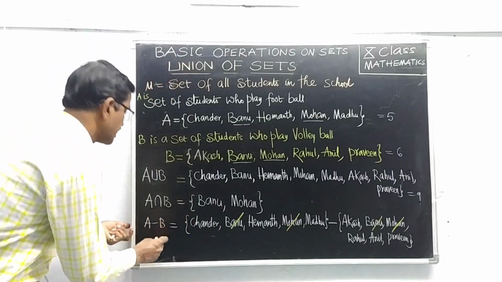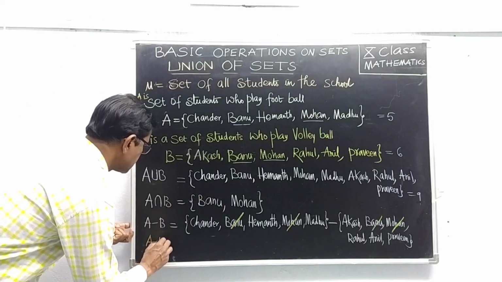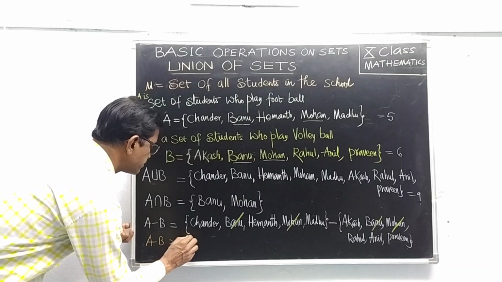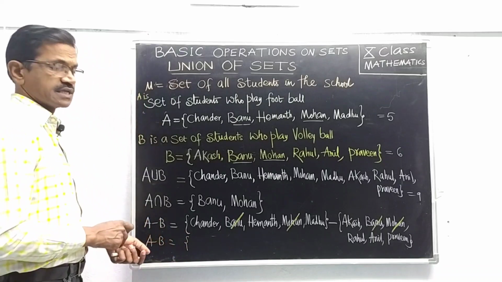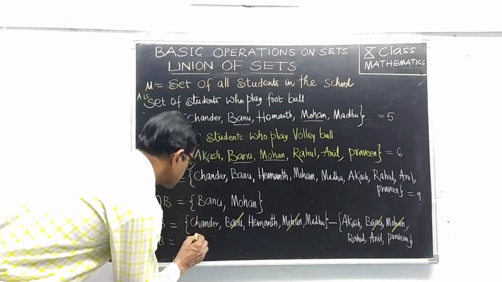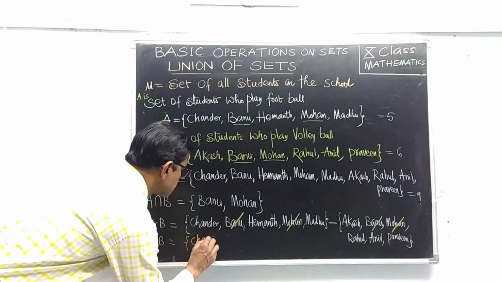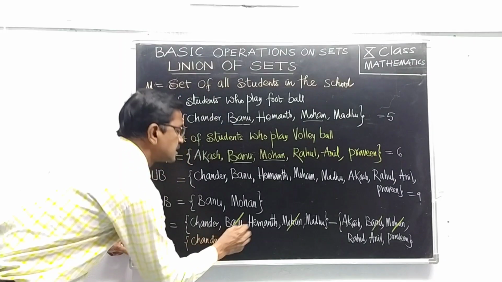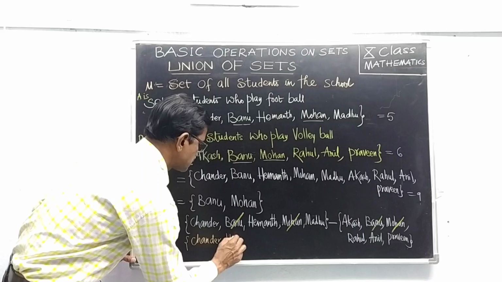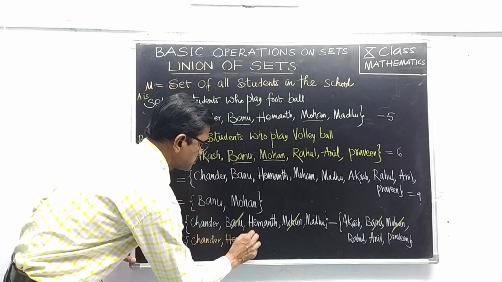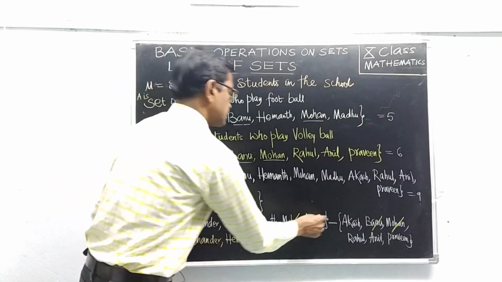But we have to take here A minus B, which means the elements which are in A but not in B, which are in A, that means Chandar, here Hemant, Madhu.